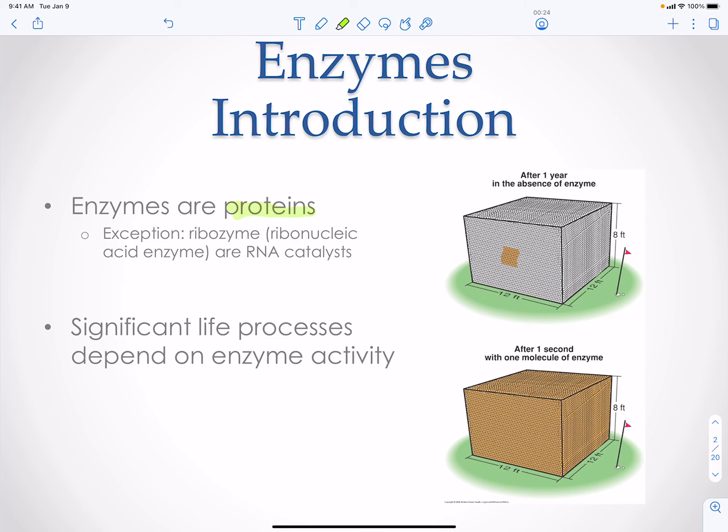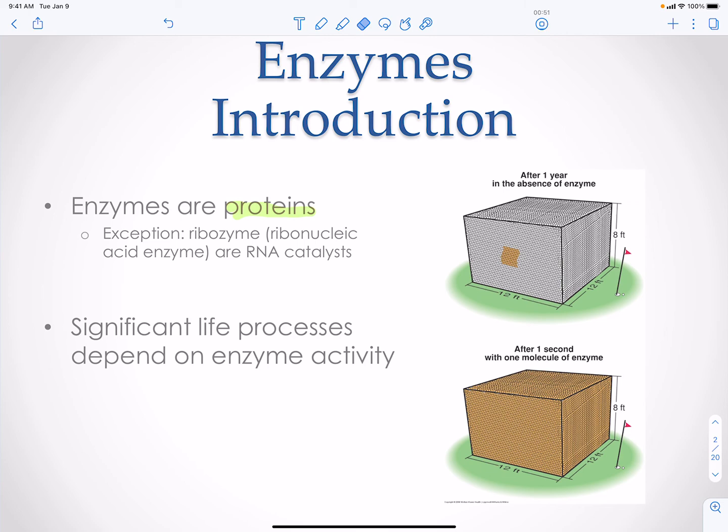Now, an exception to this rule is that we now understand that there are ribozymes, which are made up of ribonucleic acids that can act as enzymes. And they are, in essence, not proteins because they are RNA catalysts. And we'll talk about a few of those in coming lectures. Also, enzymes, of course, are going to be significant for life. Life depends on enzymes' activity.